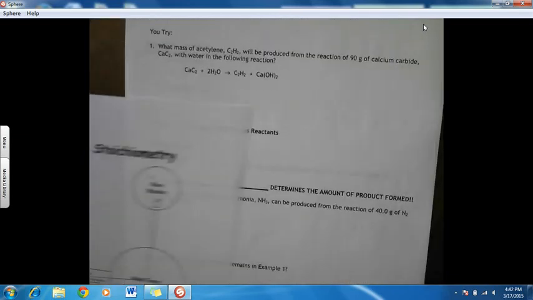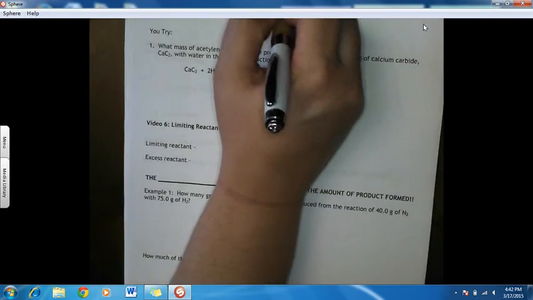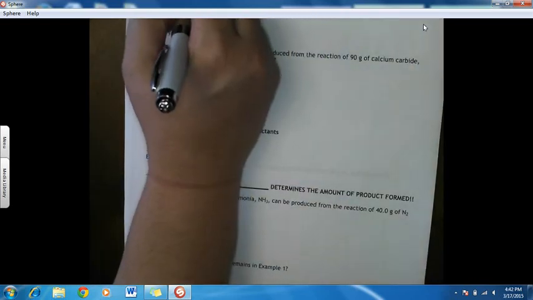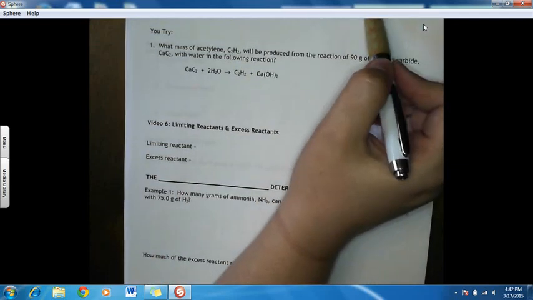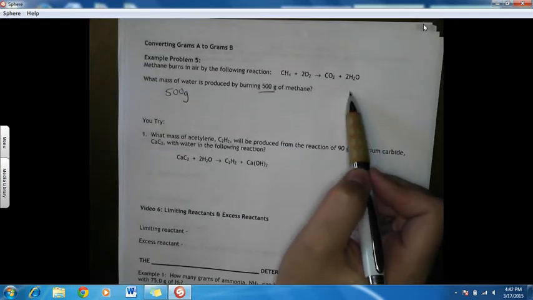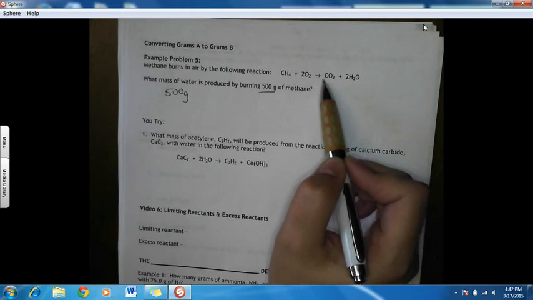So let's look at this problem. We have 500 grams of methane. Well, what in the world is methane? I know this one's water, this one's carbon dioxide, and this one's oxygen.